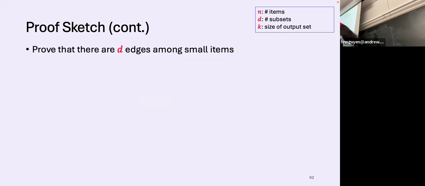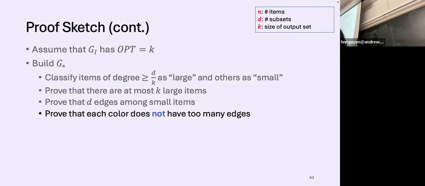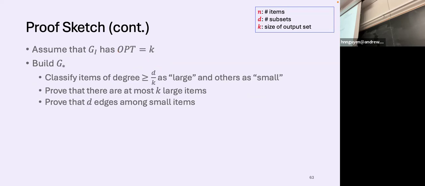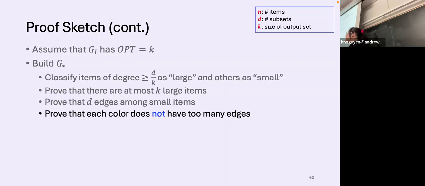And I'm not going to go through the entire thing for the purpose of time, but we also prove that there are D edges among small items, but this follows by a very similar argument. And so I just proved that there are at most K large items, and that there are D edges among small items. And now I want to prove that each color does not have too many edges, based off of the fact that I just proved these two previous statements.